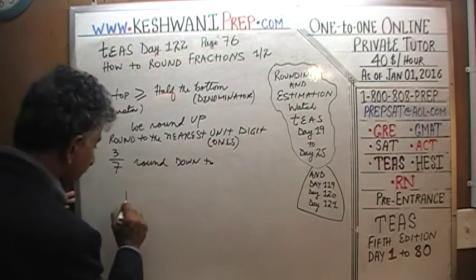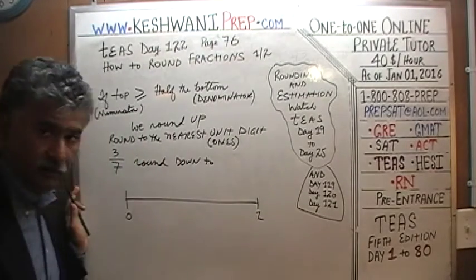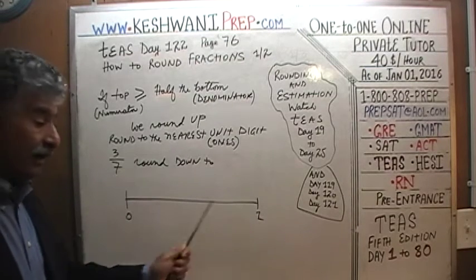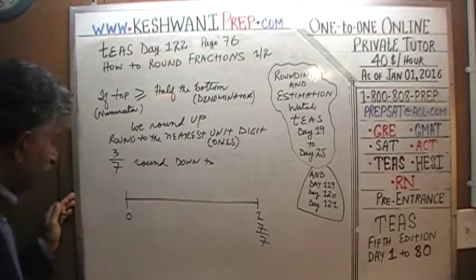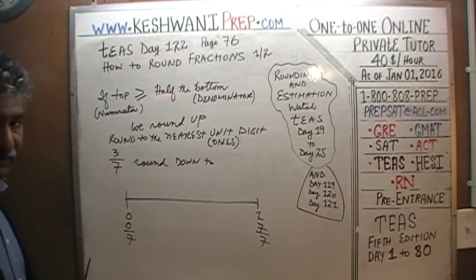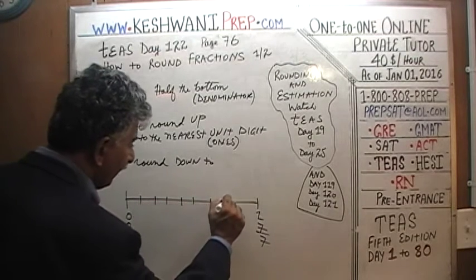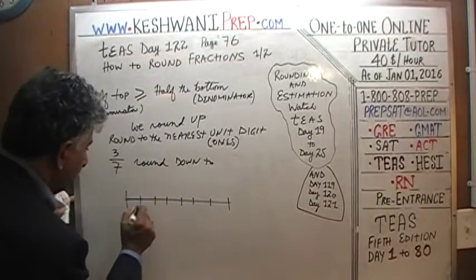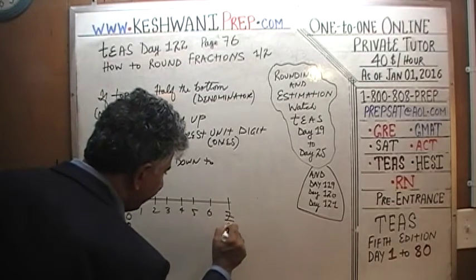Well, here is our 0, here is our 1 if you like, but when we talk in terms of 7ths, this one is actually not a 1, it's actually 7/7. 7/7 is equal to 1, and this is 0/7. This is measured in terms of 7ths. We have 3/7, so here we go. 1, 2, 3, 4, 5, 6, and 7. I have to finish it here. 1/7, 2/7, 3/7, 4/7, 5/7, 6/7, and 7/7.